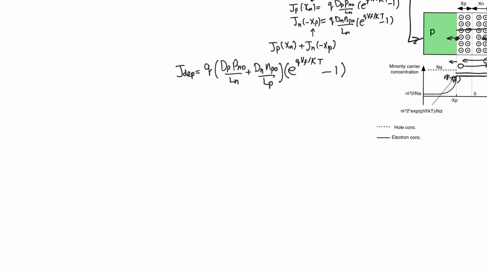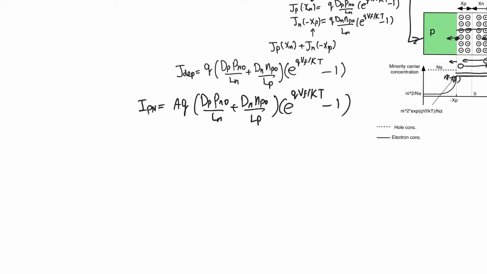And therefore, the PN junction current is finally A times Q times Dp Pn naught over Lp plus Dn Np naught over Ln, into e to the power of QVF by KT minus 1. A is the cross-section of the device. It's the cross-section of the PN junction. Now, this entire bracket is going to be given the term reverse saturation current, and it's going to be given the symbol I naught. So this is I naught into e to the power of QVF by KT minus 1.